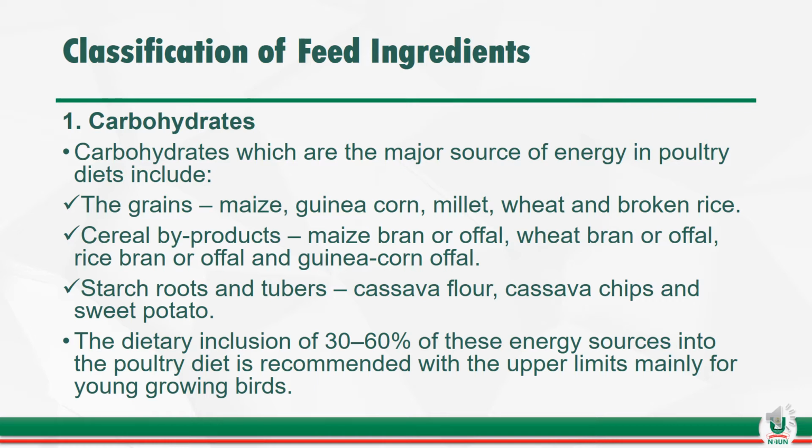Another type of carbohydrate is cereal byproducts. They include maize bran or offal, wheat bran or offal, rice bran or offal, and guinea corn offal. Another is starch roots and tubers. Cassava flour, cassava chips, and sweet potato are examples of this. Now, the dietary inclusion of about 30 to 60% of these energy sources in the poultry diet is recommended, with the upper limit mainly for young growing birds.